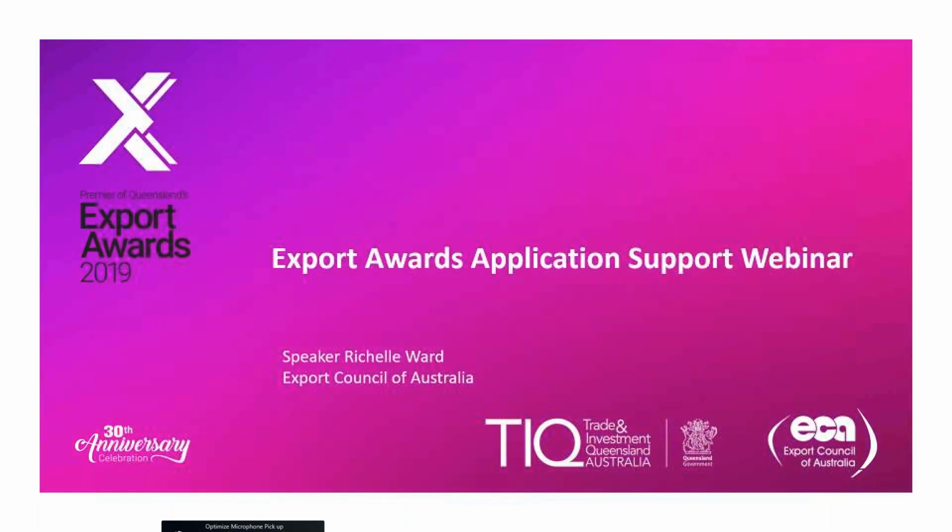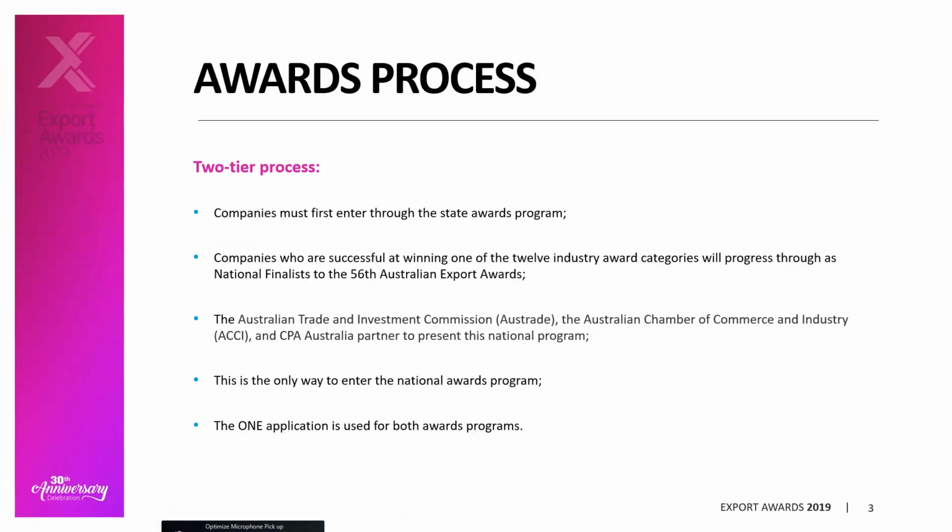First of all, I want to talk about the awards process itself. For those that are new to the program, I'd like to talk about what happens if you were to win a state or territory award. This program runs simultaneously across every state and territory. Winners of the 13 industry categories, and I'll talk about those categories in a few moments, for each state and territory will then compete at a national level. So it's only those that win an industry award category that progress to the National Australian Export Awards, and they're held a bit later in the year in November or December.